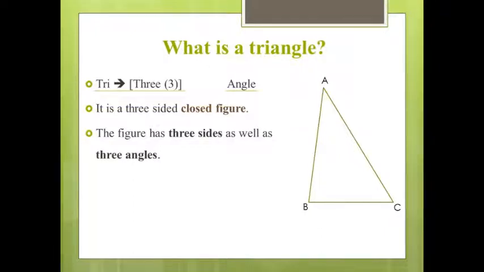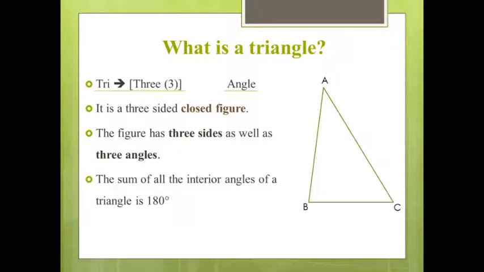The important point in this topic, triangle, is that the sum of all the three angles of a triangle is 180 degrees. Means the angle at this vertex, that is A, and then the angle at this vertex, that is B, and the angle at this vertex, C, must be summed to 180 degrees.